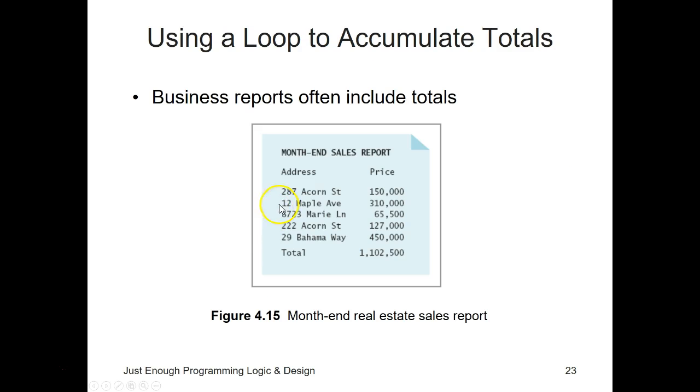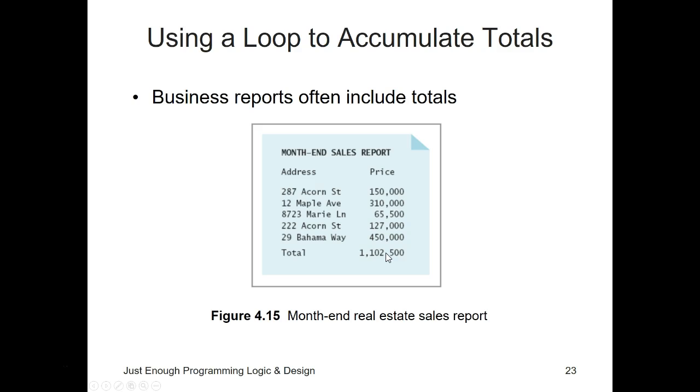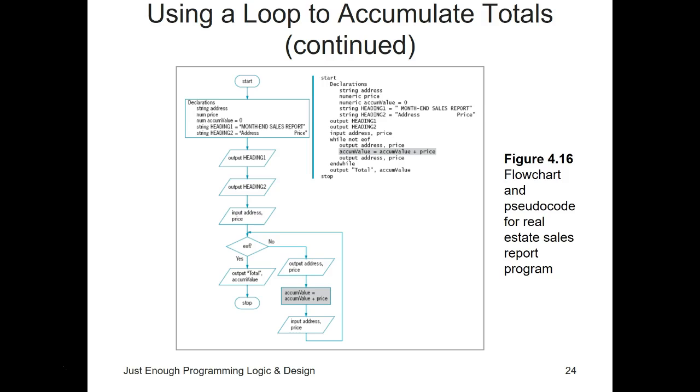So it looks like this. We put in this address, 287 Acorn Street, 150,000. It loops again. Now we put in 12 Maple Avenue, and it adds 310,000 to the price. We loop again, and finally at the end we end up with a total then of, in this case, $1.1 million in sales. So we're just looping through our data.